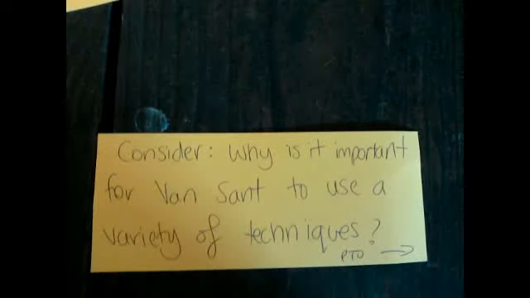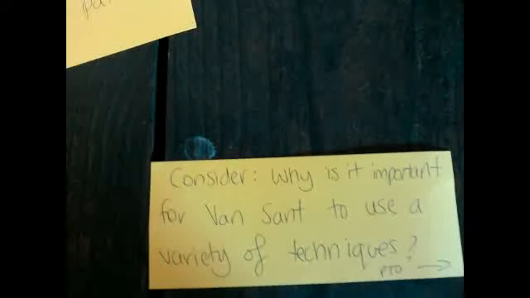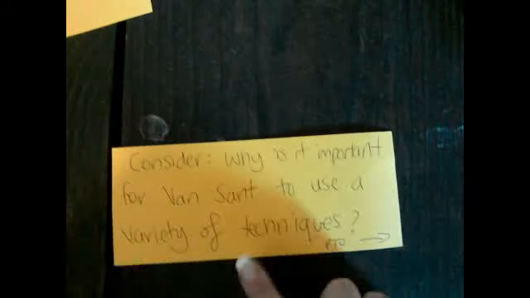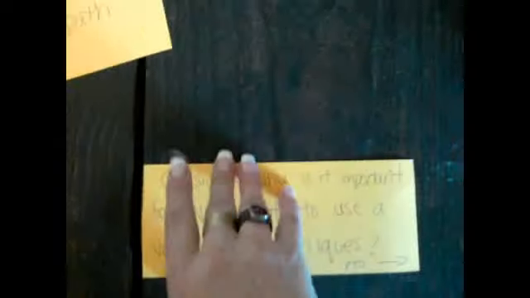So you need to consider, why is it important for Van Sant to use a variety of techniques? Because what he's telling us is that relationships are important. This is what he's trying to communicate. Relationships are important for development. But why does he use a whole variety of techniques, when one of the most common techniques he uses is that close-up mid-shot of characters to show their response to each other, the whole idea of relationship? But he doesn't just use that, he uses sound and mise-en-scène and symbols.